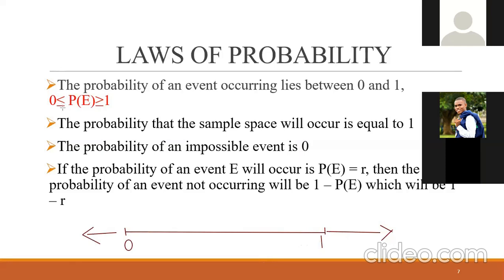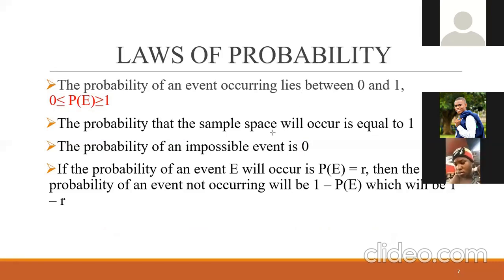It is denoted by P(E) is greater than or equal to 0 and less than or equal to 1. Is that okay? So it's between 0 and 1. That's it. That's the first law of probability.